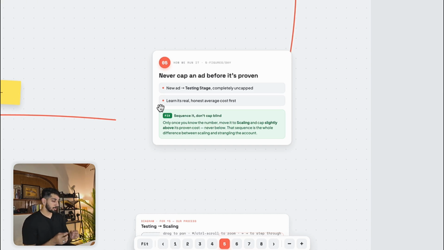So it's very important that you do proper testing, you have a proper testing phase to figure out, well, what is the actual cost of acquisition for that specific ad, for that specific creative, to run it in a proper setting of a cost cap.